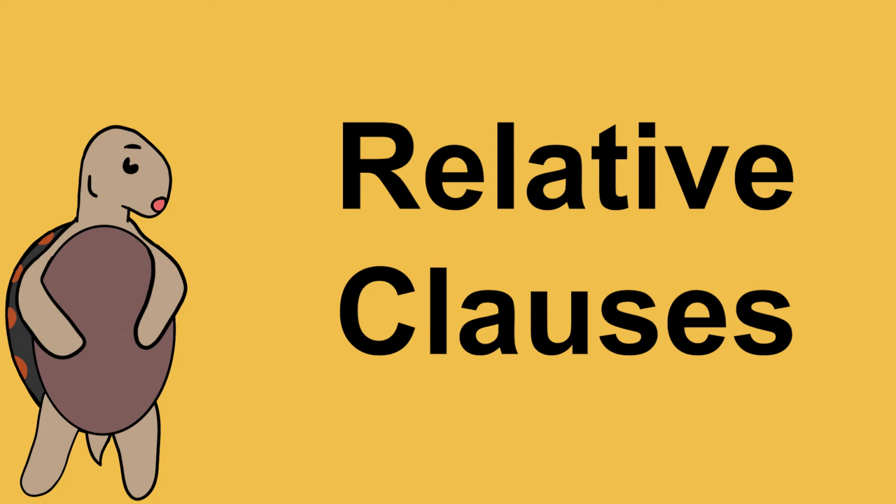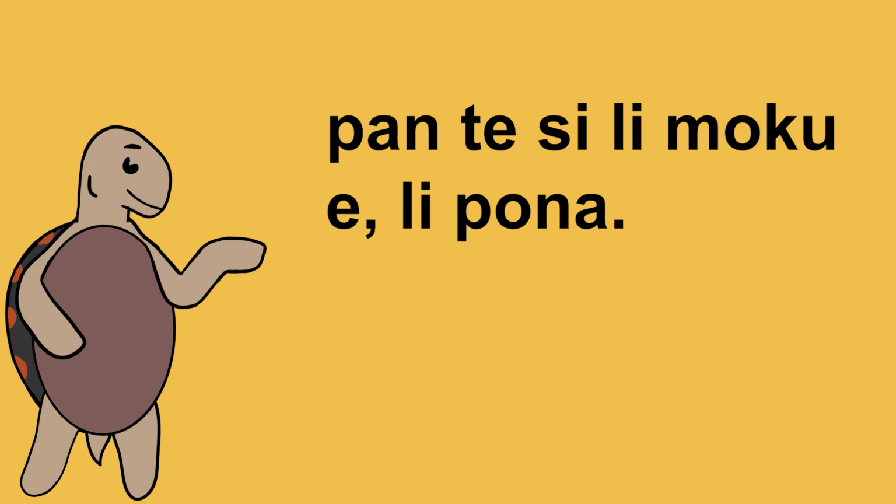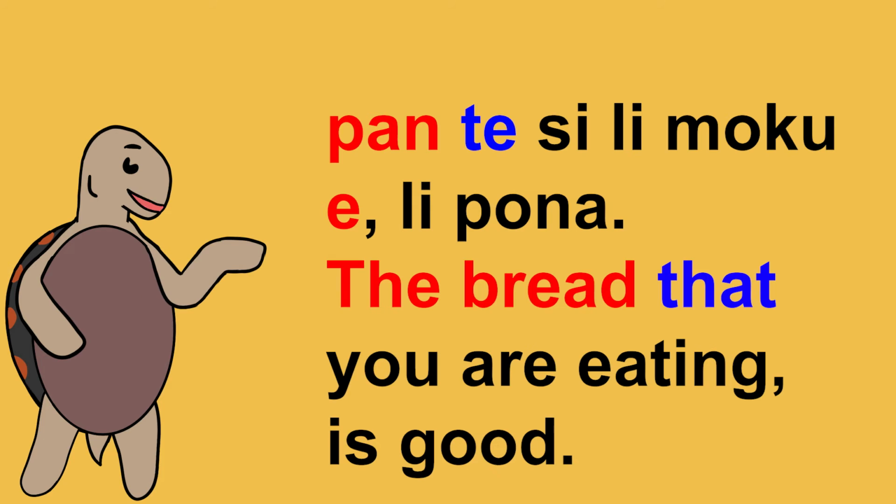The second use of te is a relative clause. This is invoked when te follows a noun. For example, pan te sili moko e lipona. In this sentence, the relative clause has an empty preposition, which is where the noun is supposed to go. Just look, the word after e is missing. But we know the object of the relative clause, it's pan. So the sentence means the bread that you are eating is good.